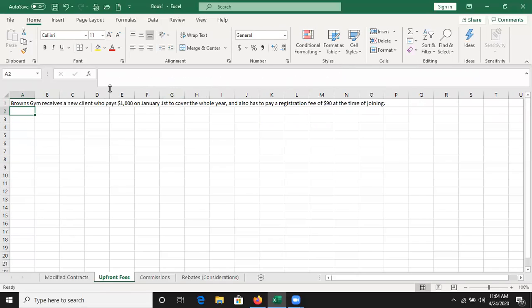I don't know if these numbers are accurate for Brown's Gym. I've never gone there, but this is what we're dealing with. So you see what we have here, our new client pays $1,000 on January 1st to cover the whole year. Plus, they're paying a $90 registration fee at the time of joining.